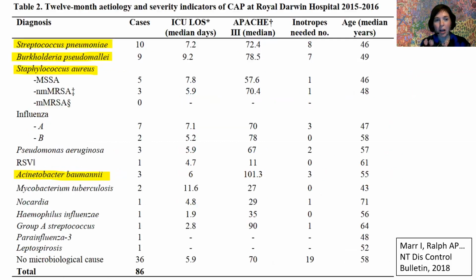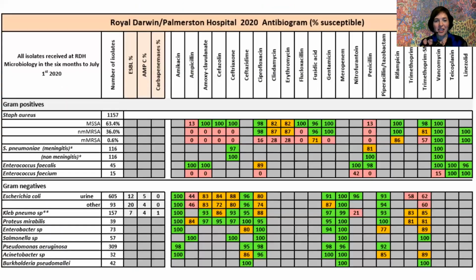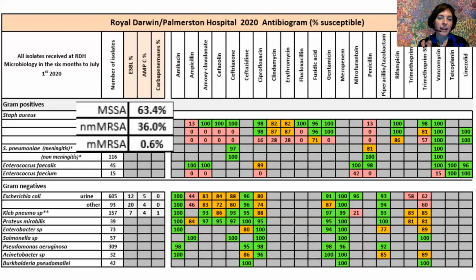We have looked at this again slightly more recently. This was a much smaller study, but again, just demonstrating that those organisms are some of the top ones, still maybe slightly less Acinetobacter in this series. And sorry, it's such a messy slide, but the point of this is just to demonstrate that of our staphs, about 63% are MSSA, 36% are MRSA, and nearly all of those MRSAs are non-multis. Something else to point out in this slide is that we do have pretty good penicillin susceptibility amongst the strep pneumos.